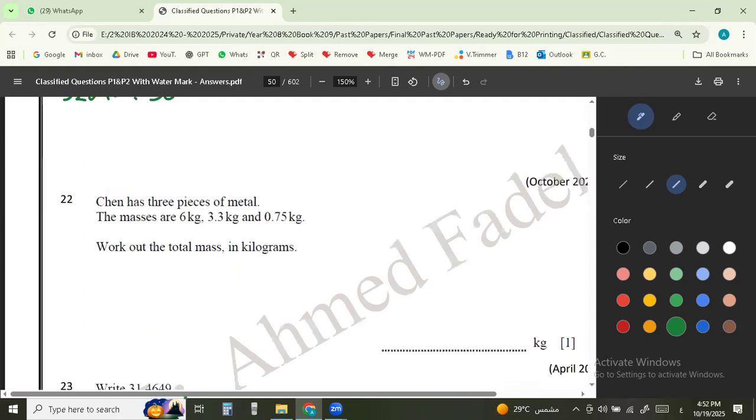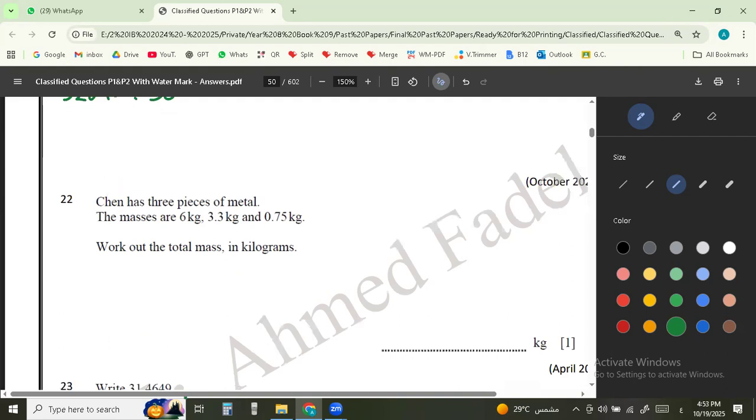Chen has 3 pieces of metal. The masses are 6 kilograms, 3.3 kilograms, 0.7 kilogram, and 5 kilograms. Work out the total mass in kilograms. I'm going to just add them up. 6 plus 3.3 is 9.3. You can show your working.